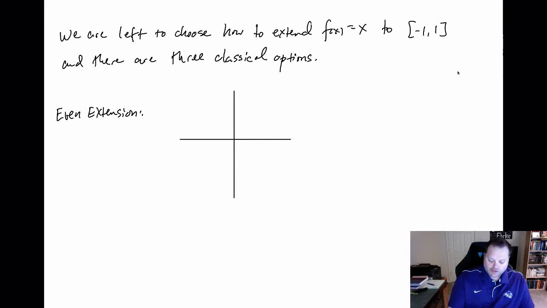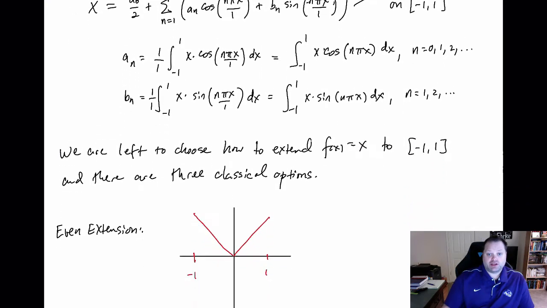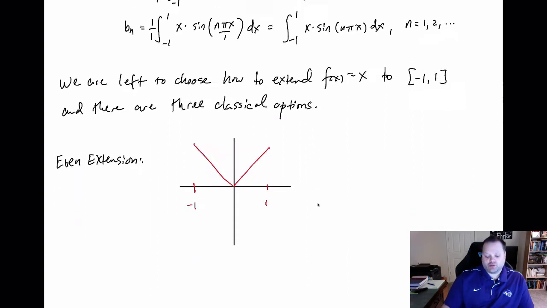So you would have the function x defined on 0 to 1, and then you would extend it by reflecting it across the axis. So it turns out that this would be the actual function that is being represented by the Fourier series formulas up above. So if we chose to extend it evenly, then our Fourier series is going to approximate this function, not just the function x. Now, we could restrict the graph to 0 to 1 after the Fourier series is done doing its approximating, but this is technically the function that we're approximating.